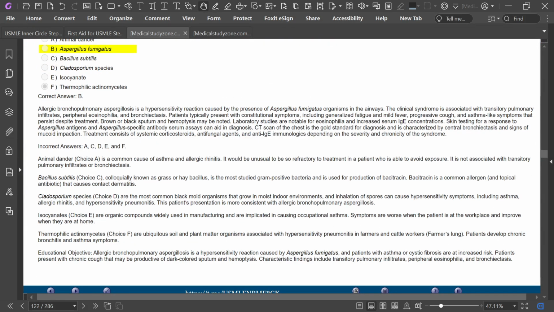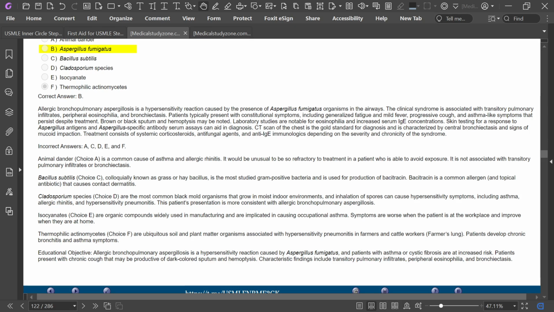D, E, F. Cladosporium. Cladosporium species are the most common black mold organisms that grow in the moist indoor environment, and inhalation of the spores can cause hypersensitivity symptoms including asthma, allergic rhinitis, and hypersensitivity pneumonitis. This patient's presentation is more consistent with allergic bronchopulmonary aspergillosis.